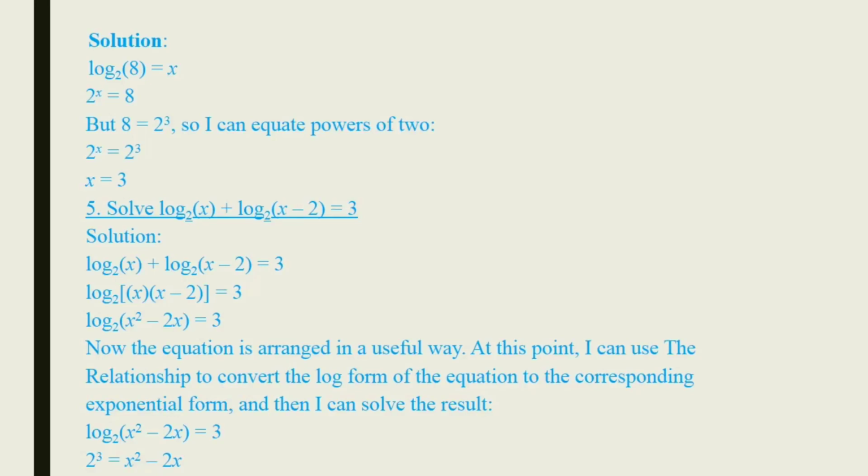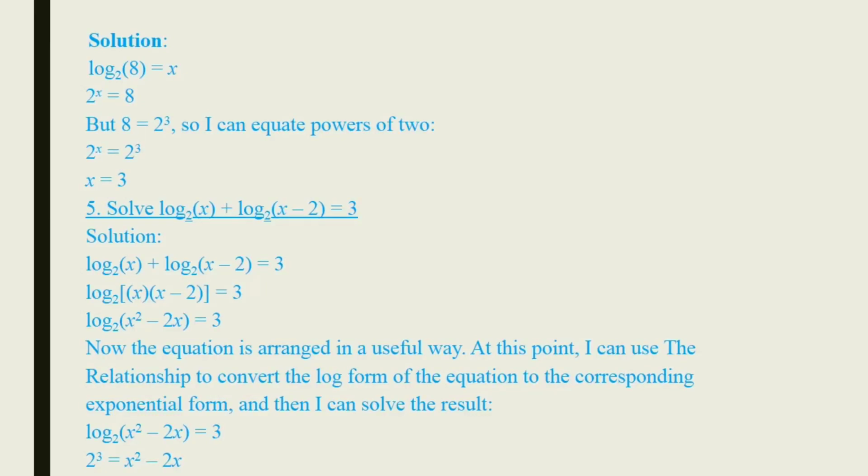In number 5 question, solve log x base 2 plus log x minus 2 base 2 equals 3. So we can write log x into x minus 2 base 2 equals 3. So log x square minus 2x base 2 equals 3. Now the equation is arranged in a useful way. At this point, I can use the relationship to convert the log form of the equation to the corresponding exponential form, and then I can solve the result.